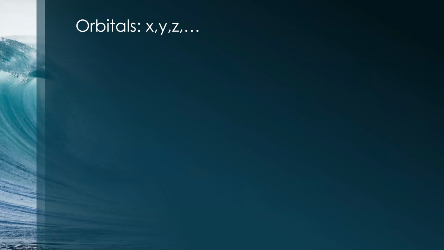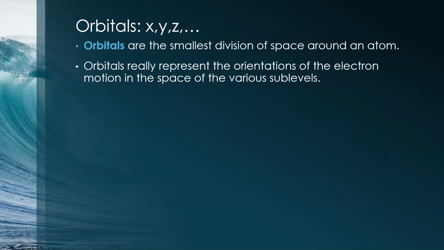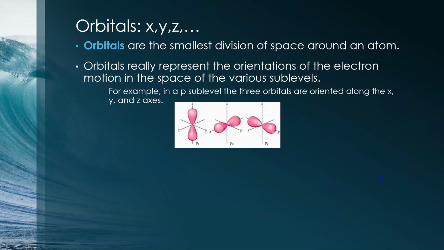So these sublevels are then further broken down into orbitals, and sometimes they're just labeled in terms of where they are in 3-dimensional space. So for example, X, Y, and Z axes. Like I said, orbitals are the smallest division of space. They really represent the orientation of the electron motion. So where in that 3D space is the electron moving?